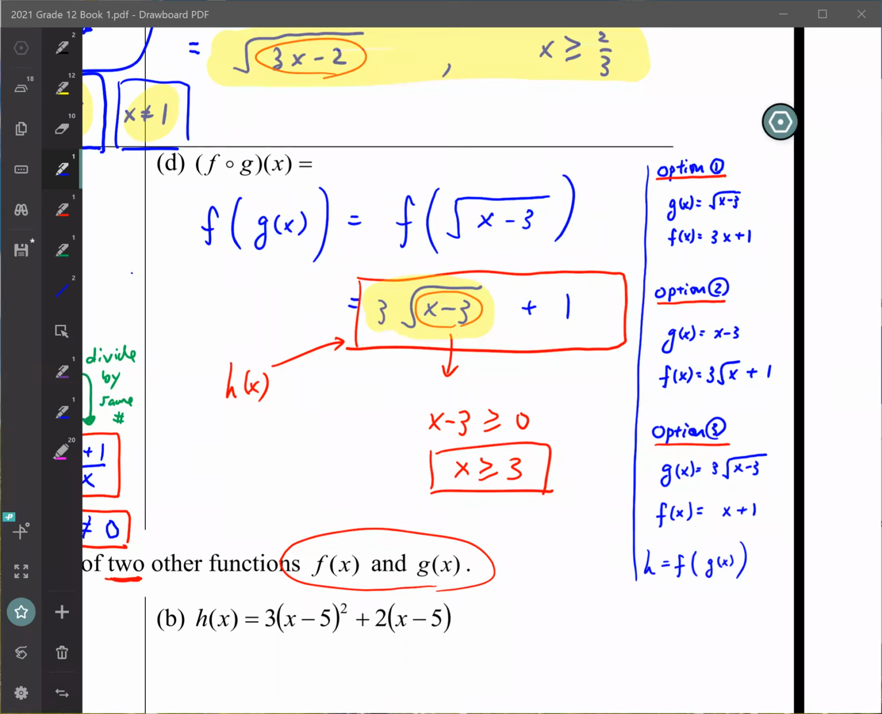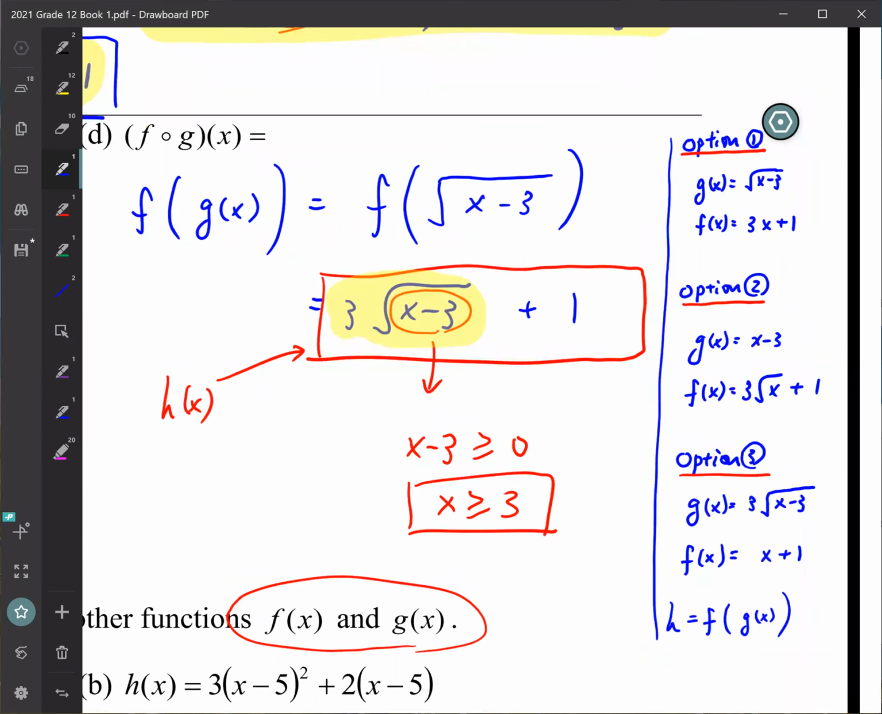Option 3 again, okay. So option 3, I chose the yellow highlighted part as my input. That part, I chose it to be g of x. You can choose, because so far we covered option 1 and option 2, so I just pick another one. You just pick a part of the function to be your inside. You get it so far?